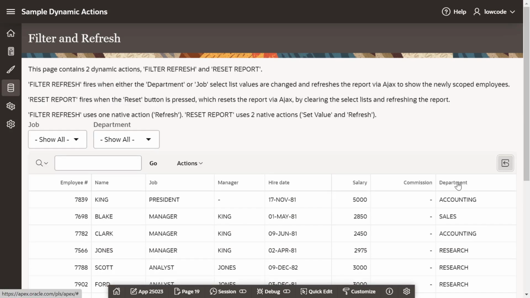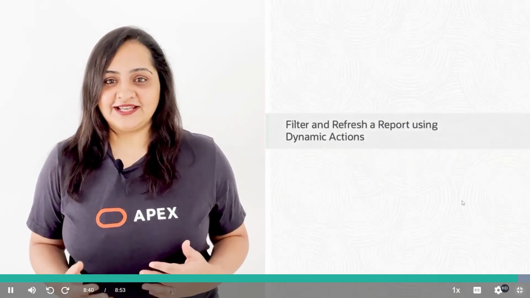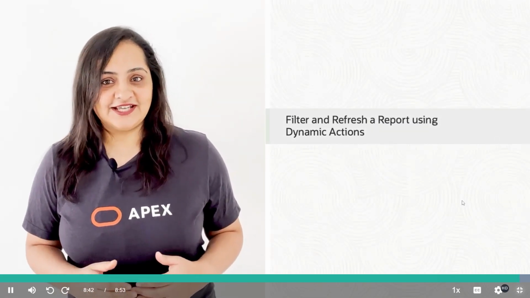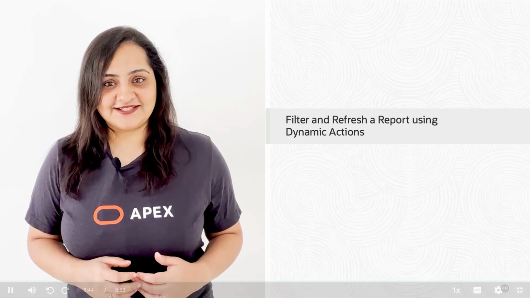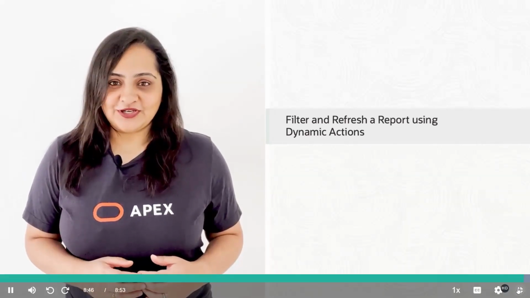If you want to try and test the demo that I just showed you, you can download the sample dynamic actions application from the gallery into your Apex workspace and try it out. To summarize, in this lesson, you saw an example of filtering a report and then refreshing a report using dynamic actions. I hope you learned something useful.